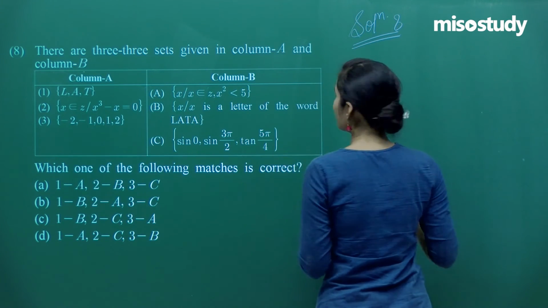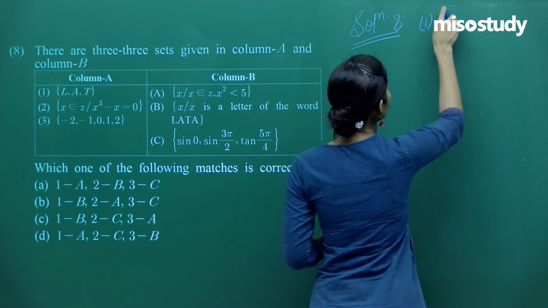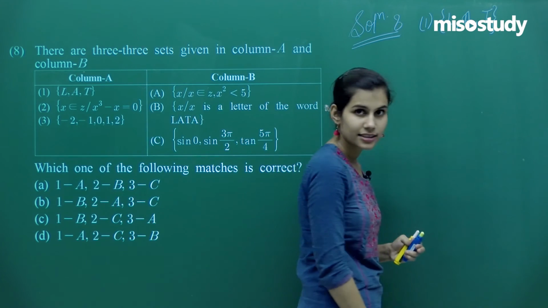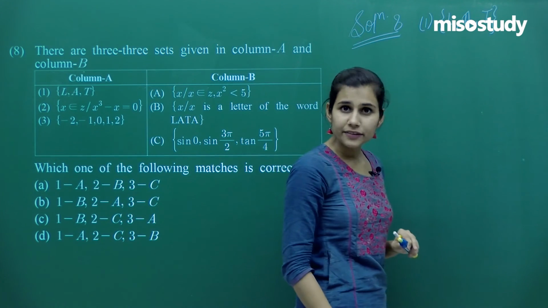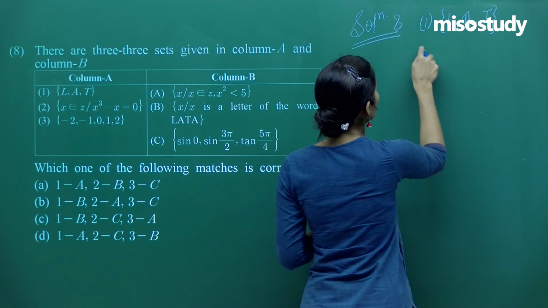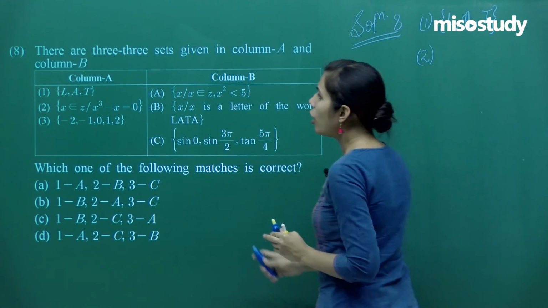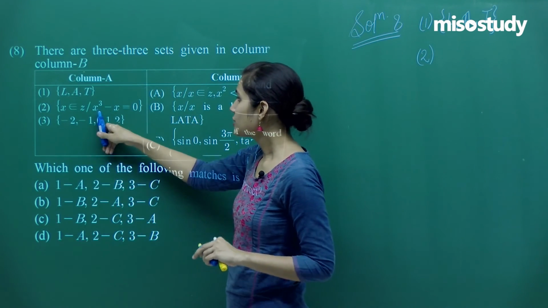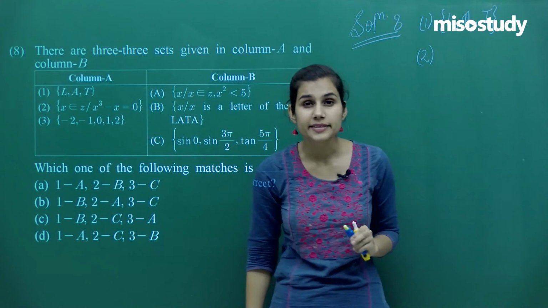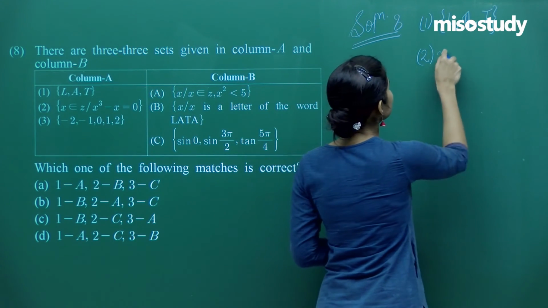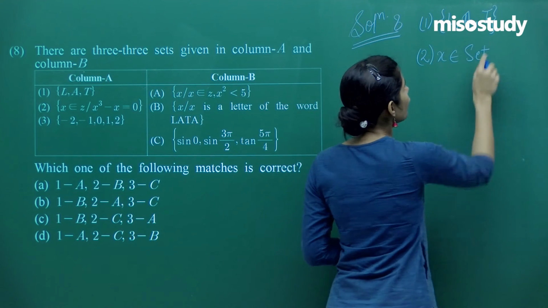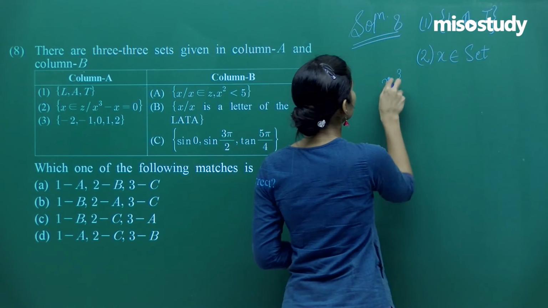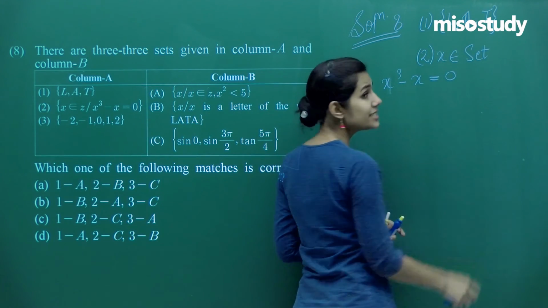First of all, what is my 1? 1 is the set L, A and T. That's it. I cannot do anything with it. Let me try and see what is 2. 2 is all those x belonging to the collection of integers, which is Z, such that x cube minus x is 0. So, if x belongs to this set, which is given in the second part, then x cube minus x is going to be 0.